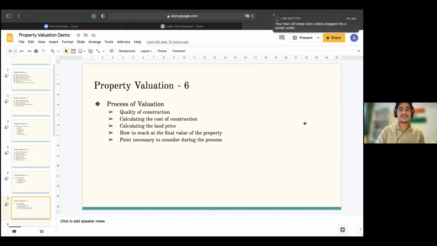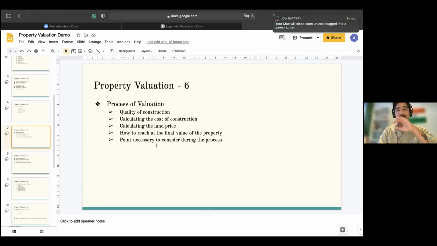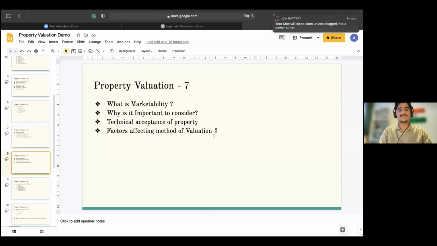So it is very necessary for you guys to understand what the loopholes are, which if you don't miss, then it will be really good for you to make a perfect valuation in this method, right? This we will go through on day 6, so day 5 and day 6 will be the process of valuation. Then on day 7, I will introduce you to the word marketability.